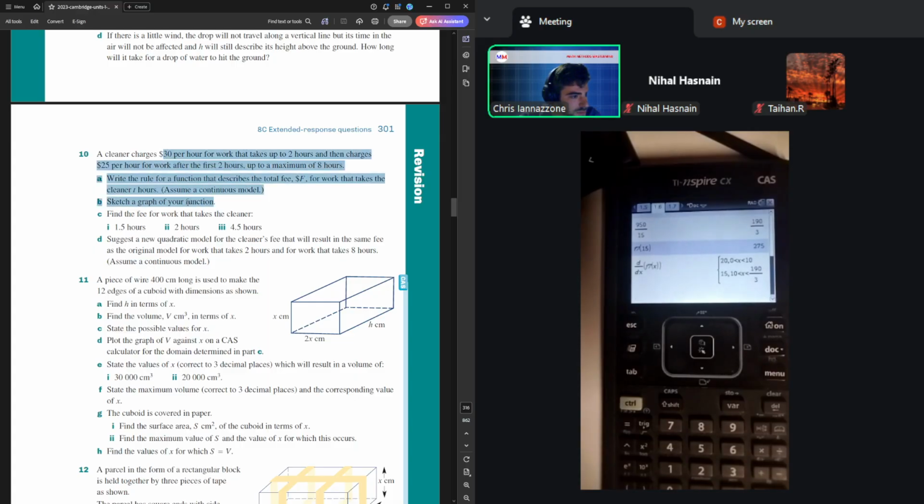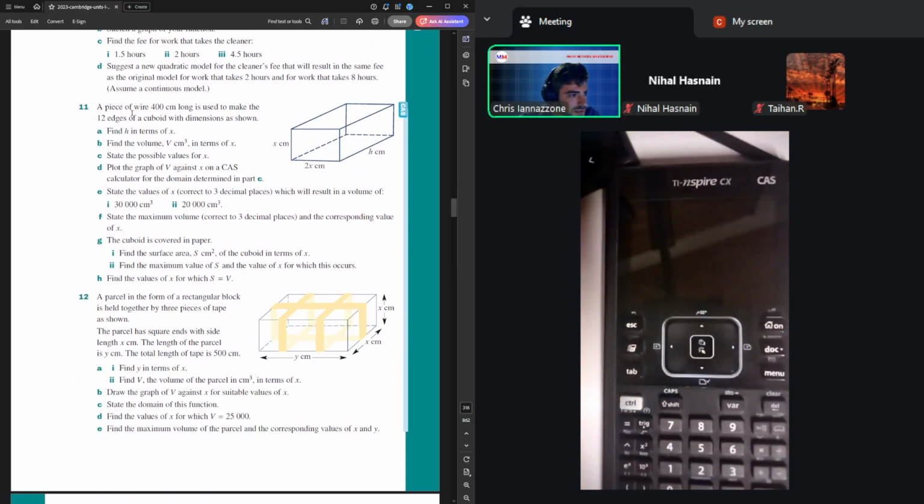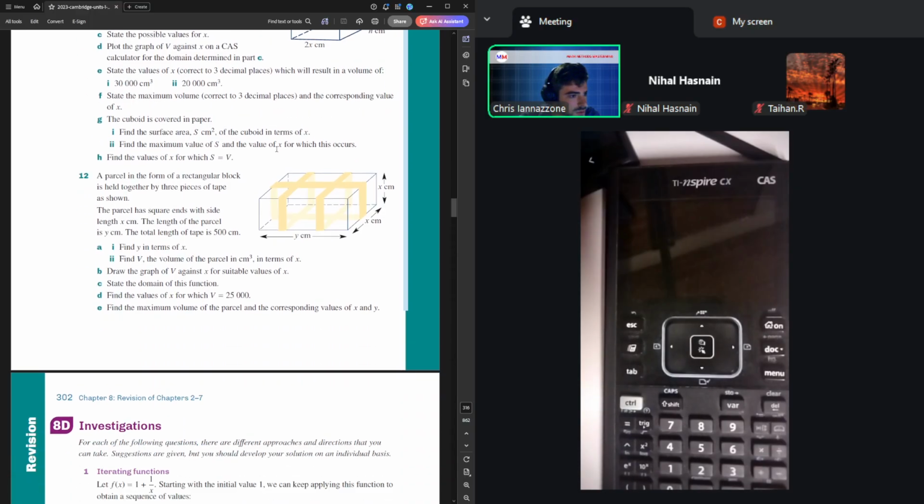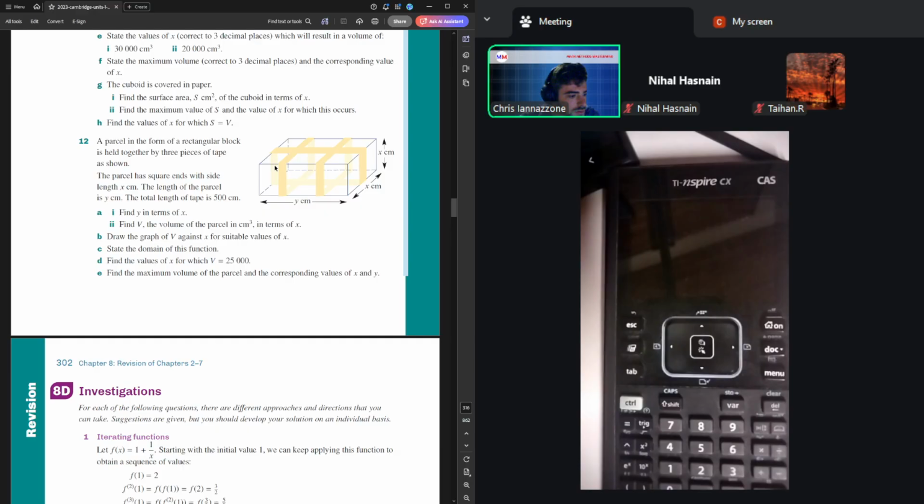This one is going to be some sort of piecewise, I imagine. It's the same sort of thing we were looking at before. Cost-related stuff. Volume once again, but this time we've got variables. Yeah, they're all quite similar.